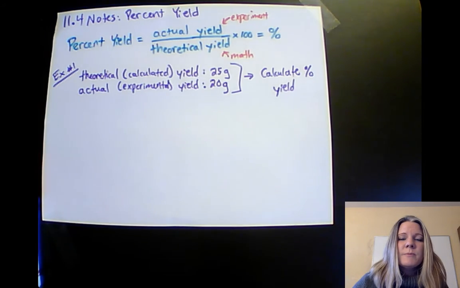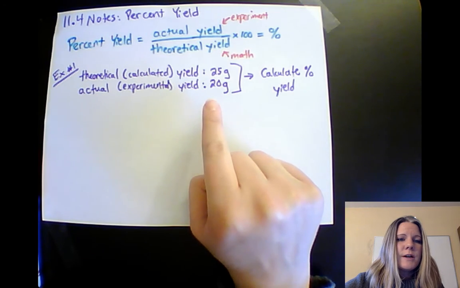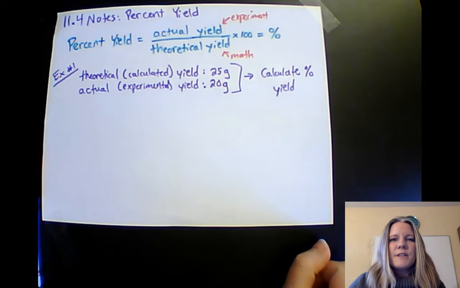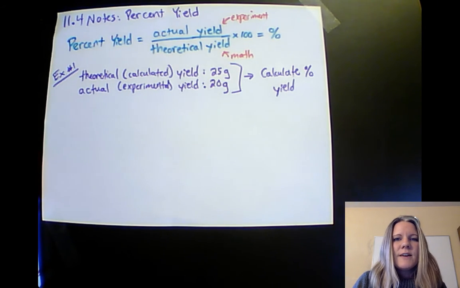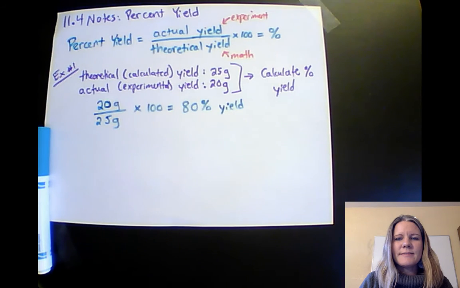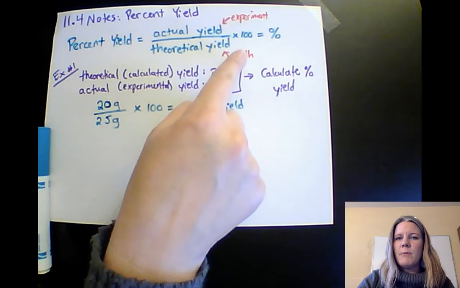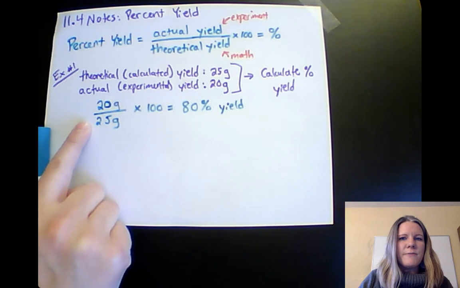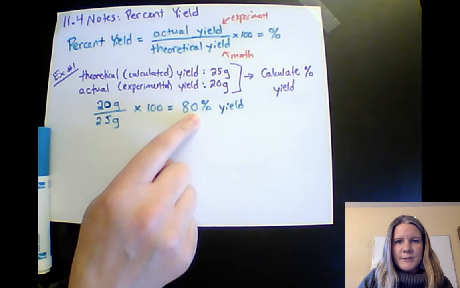And some of your problems are just going to be giving you the number of grams for theoretical and actual, and then asking you simply to calculate the percent yield. So if this is your second time through on this video, push pause, copy this down, and try it out. And here's the answer. Our equation tells us to take actual and divide by theoretical, multiply by 100. Our actual was 20, our theoretical was 25, multiply by 100, and you get an 80% yield.